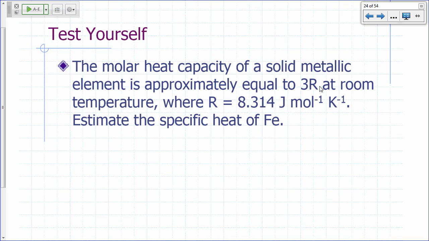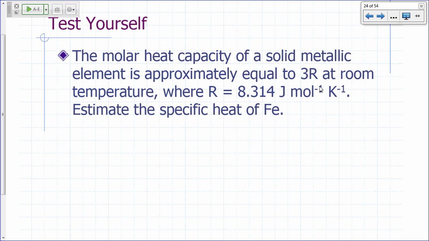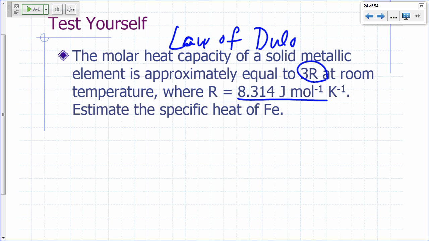The molar heat capacity of a solid metallic element is approximately equal to 3R at room temperature, R being the gas constant, 8.314 joules per Kelvin per mole. This is known as the law of Dulong and Petit. It's a good way to determine the specific heat. A lot of times we're interested in the specific heat, but this is a very good number to remember. But this is per mole, so you can just change it to per gram if you want the specific heat.